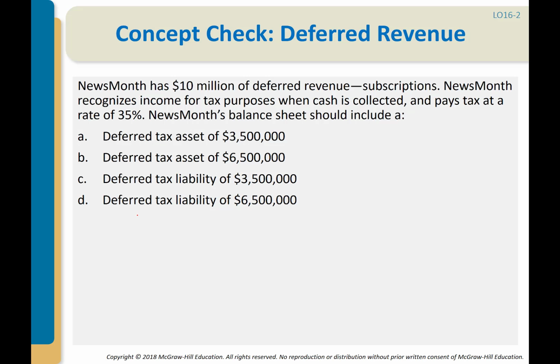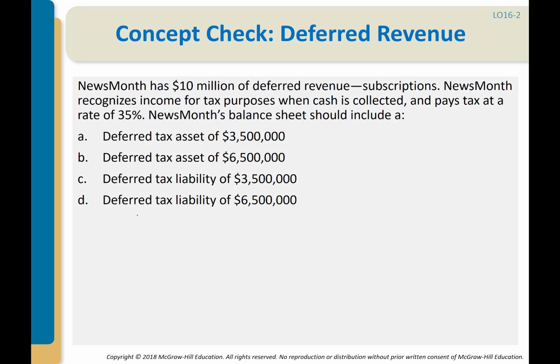Okay, so let's take a look at this one. News Month has 10 million of deferred revenue from subscriptions, and News Month recognizes income for tax purposes when cash is collected and pays at a rate of 35%. So News Month's balance sheet should include, and they give us the choices here, 10 million of deferred revenue. That's saying that we haven't taken the revenue, but we've gotten the cash, right?